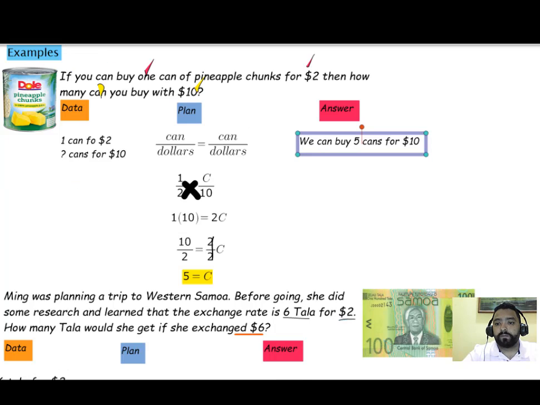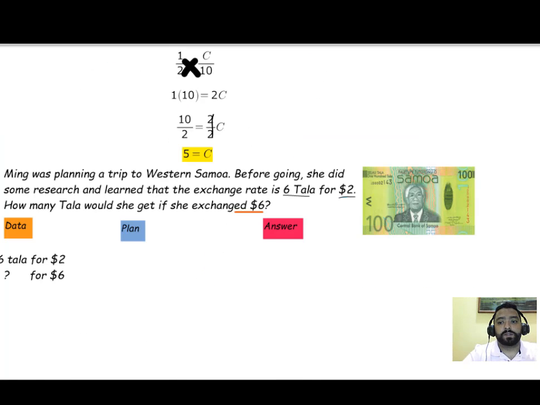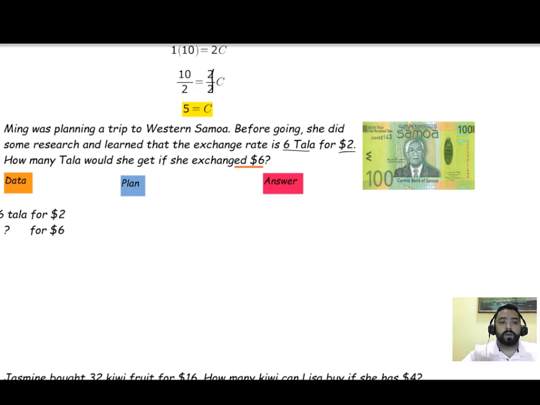Then the second one. This exercise is talking about exchange from one currency to another currency. Min was planning a trip to Western Samoa. Before going, she did some research and learned that the exchange rate is 6 tala for $2. How many tala will she get if she exchanged $6? As you can see, the things that we are going to compare here are the tala and the dollars. We are comparing these two things, this rate, because they are two different currencies.